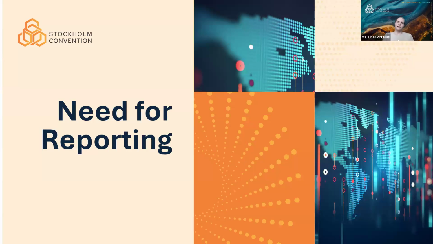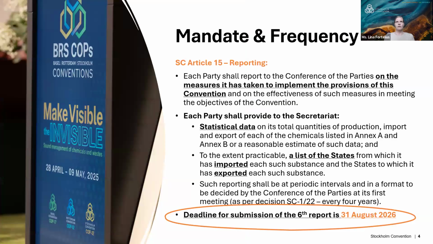So let's start by looking at why we need to report. Article 15 of the Stockholm Convention, which you see here on the screen, requires each party to report periodically to the Conference of the Parties on the measures it has taken to implement the provisions of the Convention and on the effectiveness of such measures in meeting the objectives of the Convention. And the deadline for submission of the sixth report is this year, 31st August.